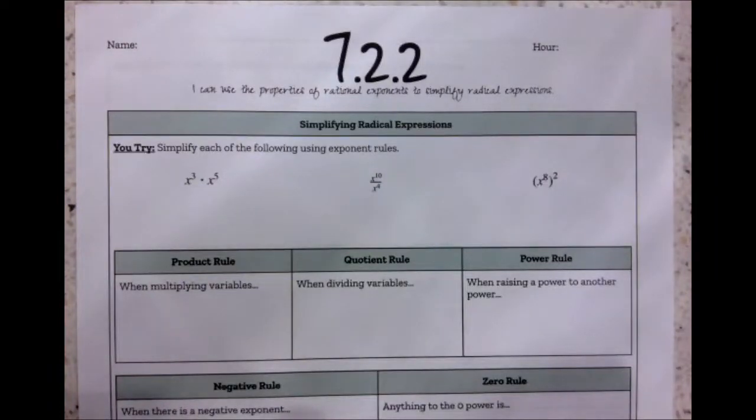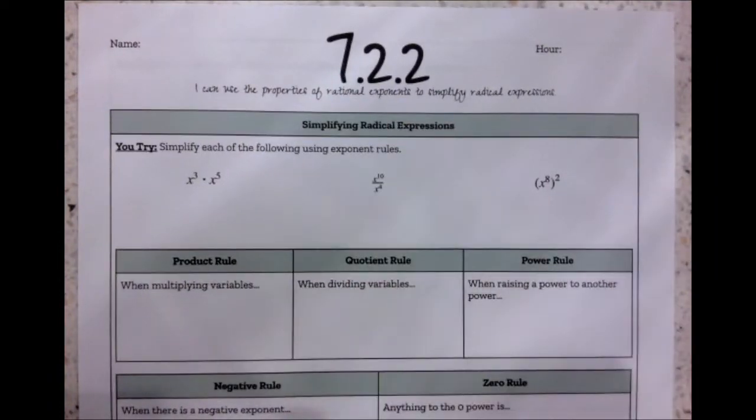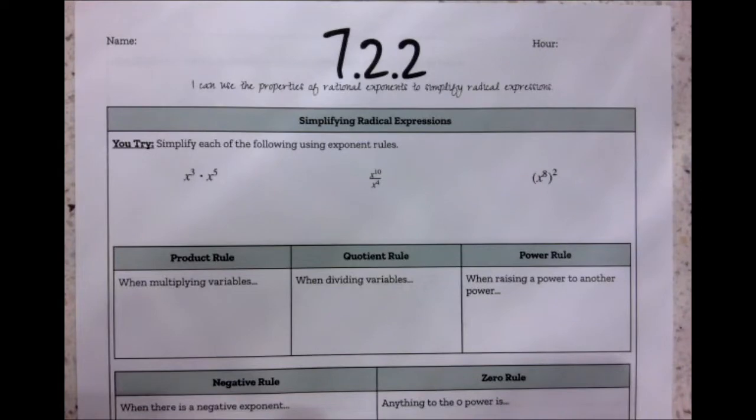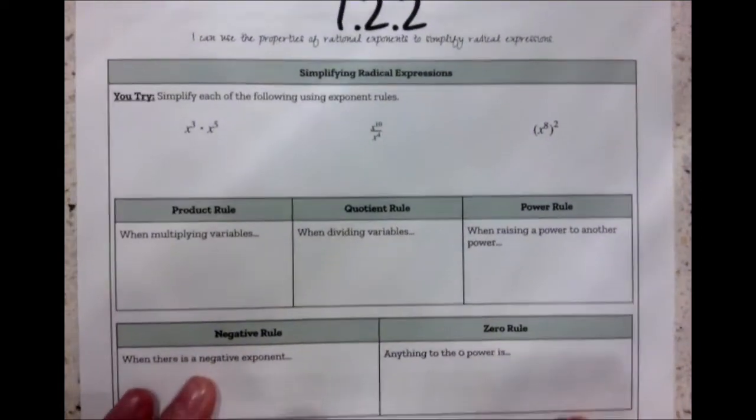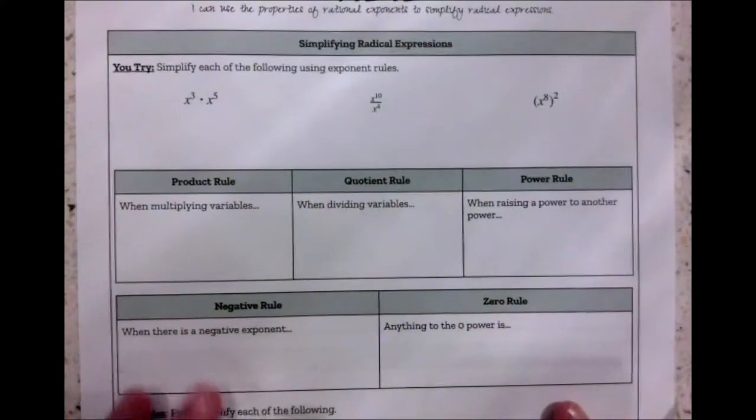Hello. Let's go through Learning Target 722, which is about the properties of rational exponents and simplifying our radicals. So what we're going to do today, we're going to build on for the next couple days, and we're going to start with our exponent rules, which is a review from first semester.